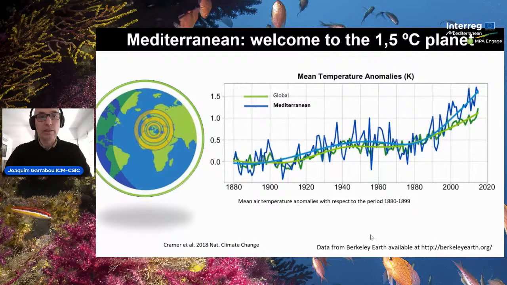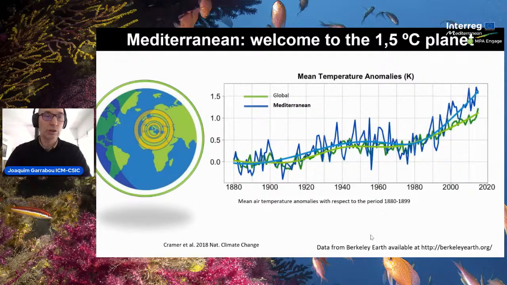I just repeat what I say, that in the Mediterranean we are welcoming the world that we try to avoid with these Paris agreements and these international efforts that we are doing to halt the climate crisis. In this figure, what you see is the evolution of the air temperature in the planet. The green line is the global value, and you see that the Mediterranean, which is the blue line, has already reached this 1.5 degrees. So the Mediterranean has even more responsibility to try to avoid the effects of climate change.